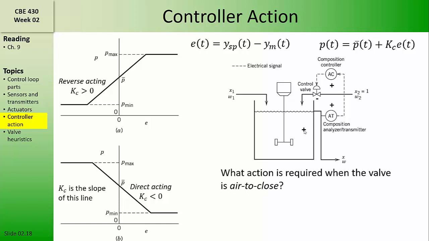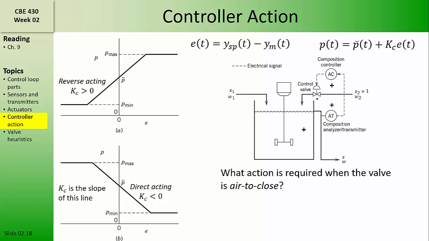Now suppose, due to process safety, we choose an air to close valve. The air to close valve has a negative gain. That is, when the signal coming into the valve increases, the manipulated variable, which is this flow rate, decreases. If the valve is air to close, then we can put a negative sign here representing the gain of the valve. In this case, we would want the controller to be direct acting.